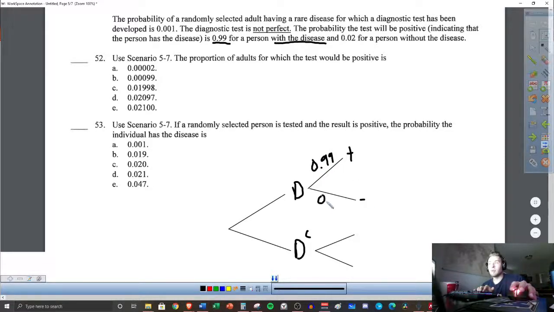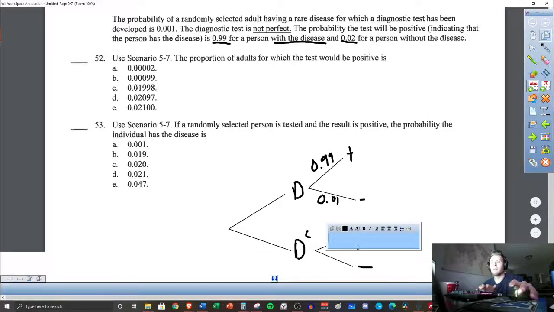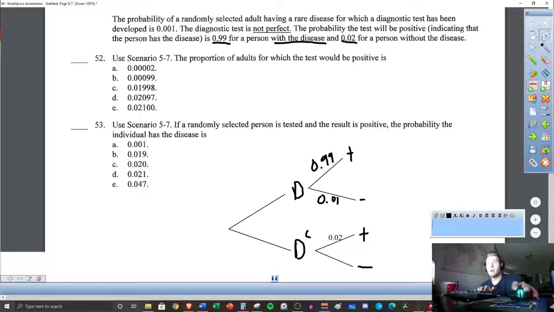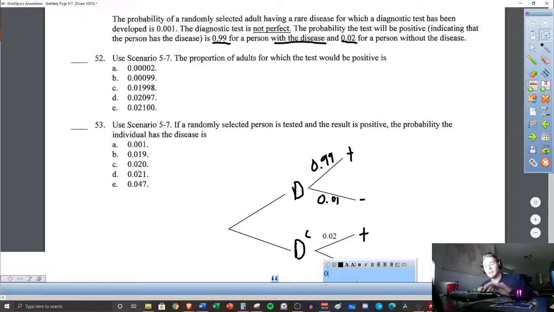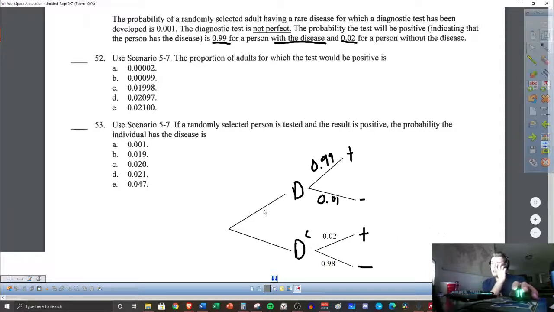Now that means negative would be 0.01. Anyway, next, 0.02 positive. So this would be called a false positive. You may have heard that term this year with COVID-19. What's the false positive rate? Well, this is what they're talking about. So for this disease in particular, it is 0.02. That's the false positive rate for this disease. That means that this would just be negative, the true negative, so 0.98.